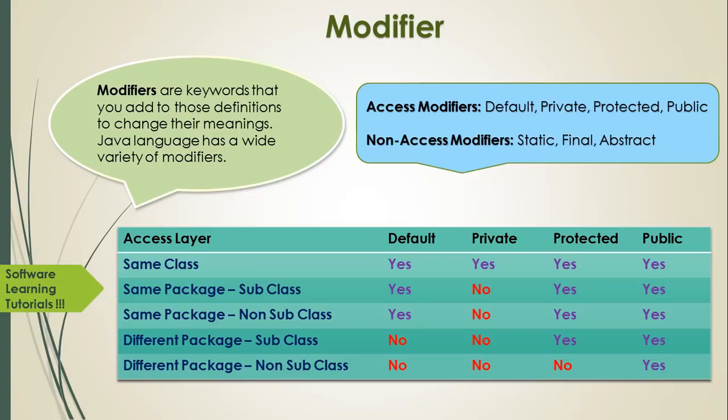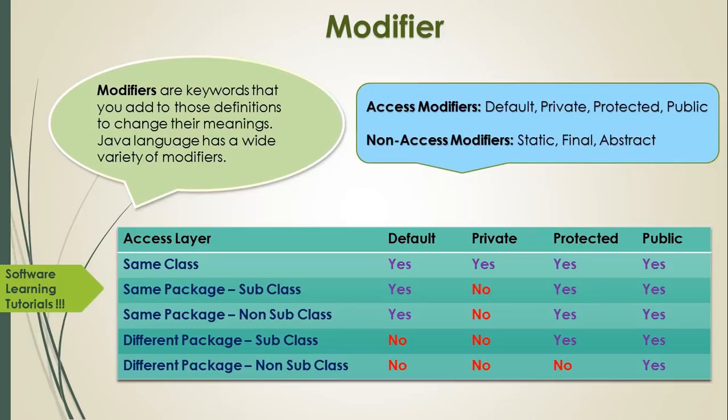The third one is protected. The protected access modifier is specified using the keyword protected, and methods and data members declared as protected are accessible within the same package or by a subclass in a different package. So as you can see, the same class and the same package can use the protected data members, and also a subclass in a different package can use the protected data members.